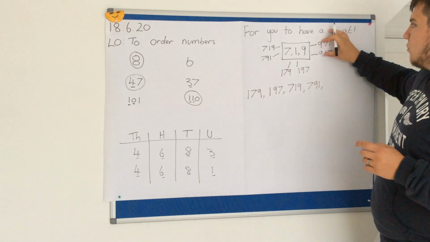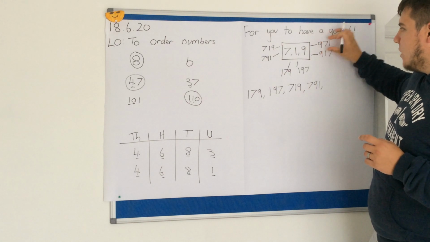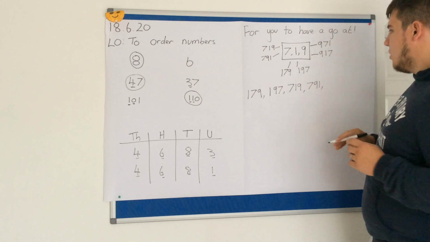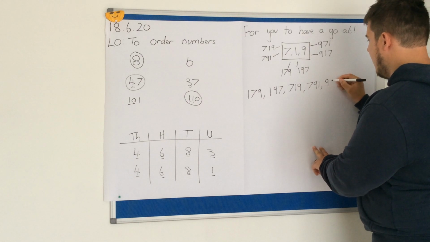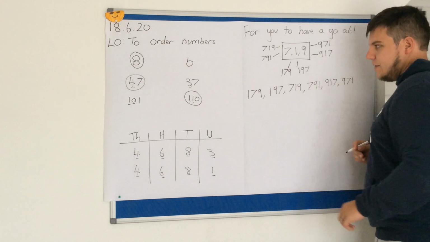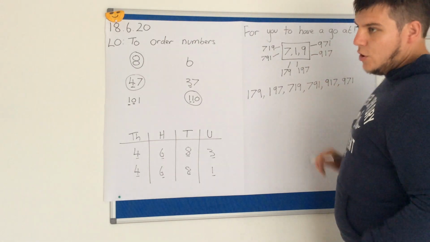I'm now on to my 900s. They both start with my 9 in the hundreds column, so I need to jump to my next column. I've got a 7 and I've got a 1. Which one is the smallest out of that? It's my 1. So I've got 917 and 971. So there I've put them all in order.